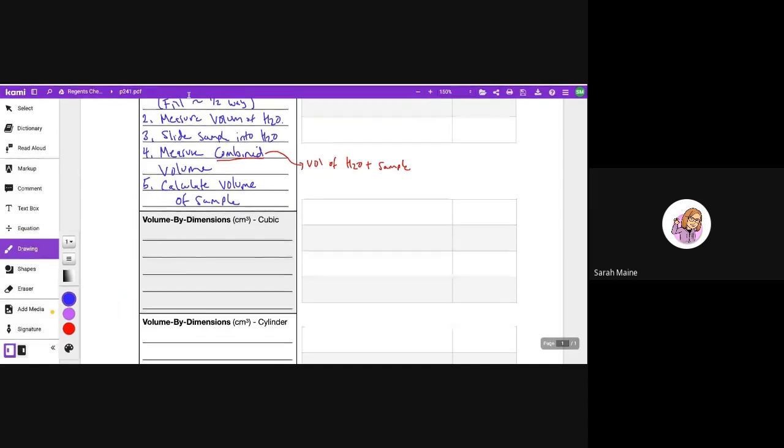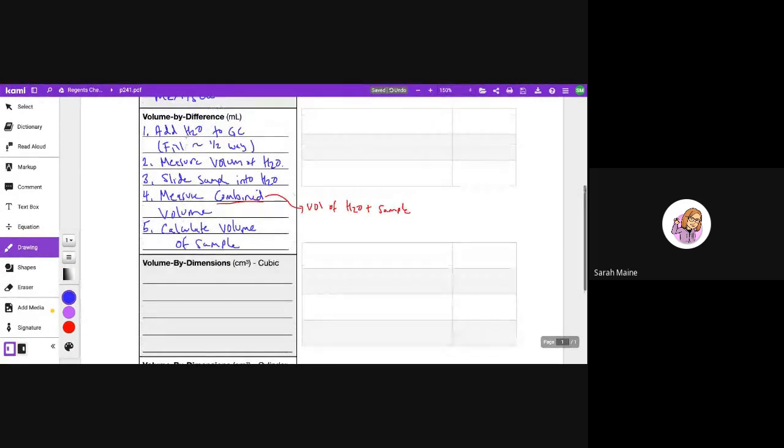So these are reasonable, simplified procedures to get you thinking through the process. When it comes time to do it in the lab, you have to think about the data table and what you're going to record. So the first thing that you have to measure and record is the volume of the water.